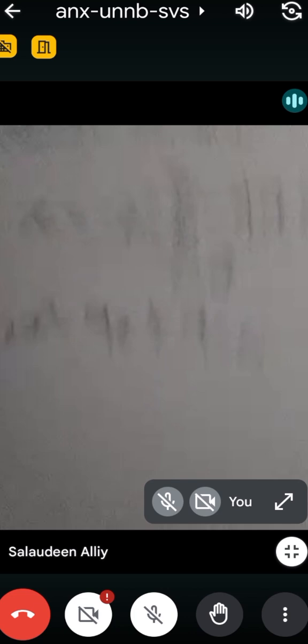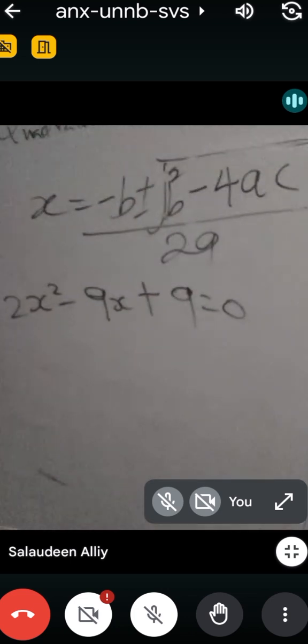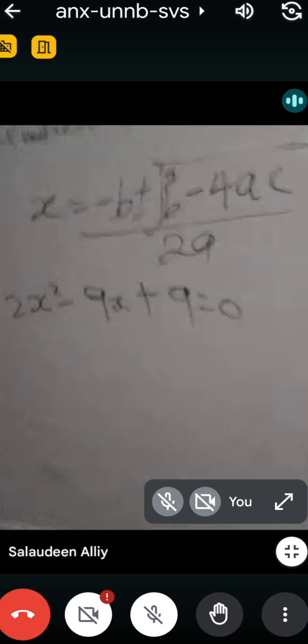Okay, now this is a quadratic equation we are going to solve. I'm going to have 2x squared minus 9x plus 9 equals 0. So I'm looking for the values of x. You should have 2 values for x, because it is x squared.